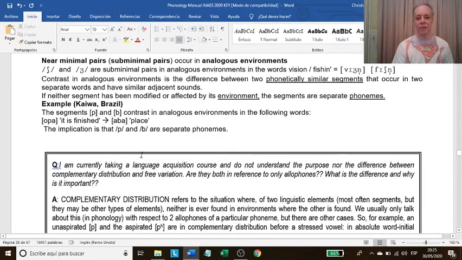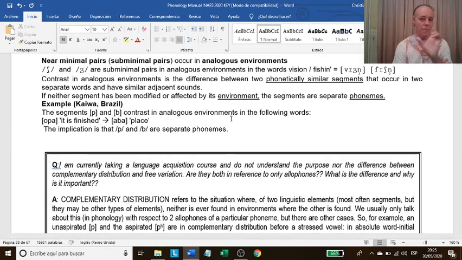Near minimal pairs or sub-minimal pairs occur in analogous environments. What's the difference with the previous one? The first one said minimal pairs or contrast occurs in identical environments, but near minimal pairs or subminimal pairs occur in analogous environments. What's the difference? Identical means that there is no difference. Analogous means that there are a few differences. They are similar but not identical. Okay, there is a difference.